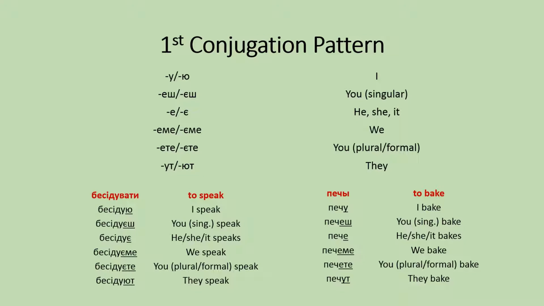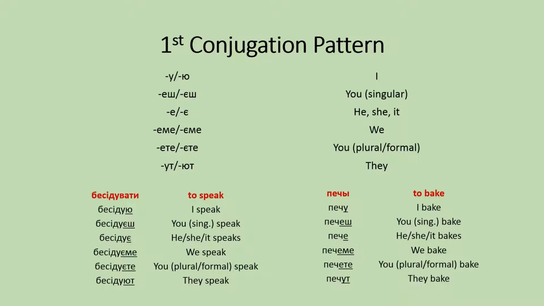A verb that follows this conjugation pattern is beshiduvate, meaning to speak. Beshiduyu. Beshiduyu means I speak. Beshiduyesh. Beshiduyesh means you singular speak. Beshiduye. Beshiduye means he, she, or it speaks.